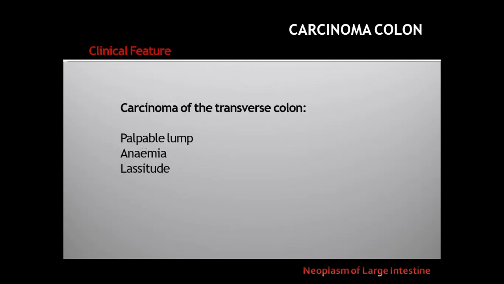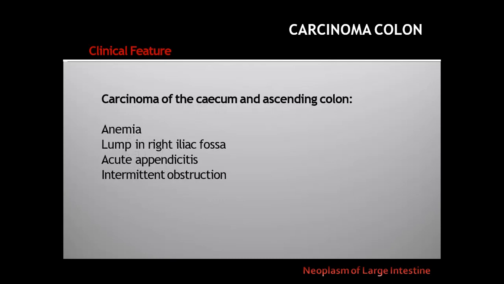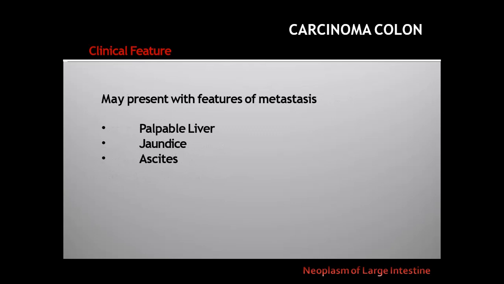Transverse colon carcinomas mostly present with a palpable lump, anemia, and weakness. Carcinoma of the cecum and ascending colon presents as anemia, a lump in the right iliac fossa, or acute appendicitis or intermittent obstruction. If there is a distant metastasis, the liver may be palpable, or the patient may present with jaundice or abdominal distension, like ascites.